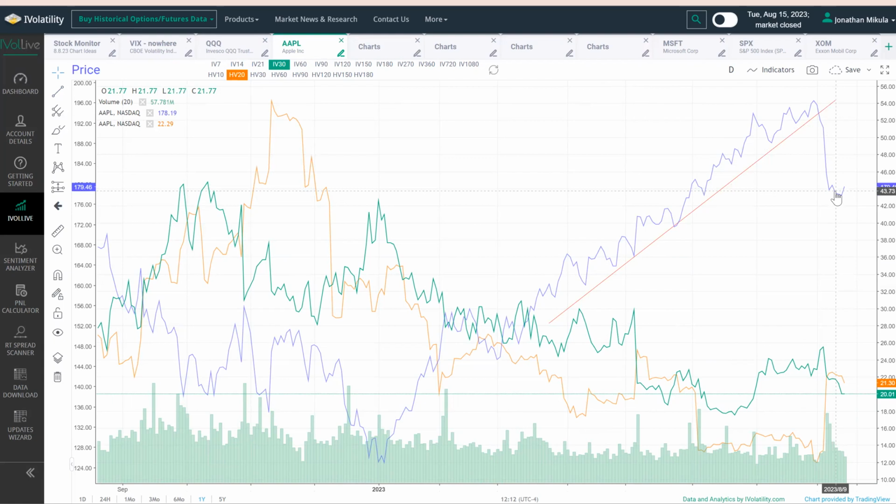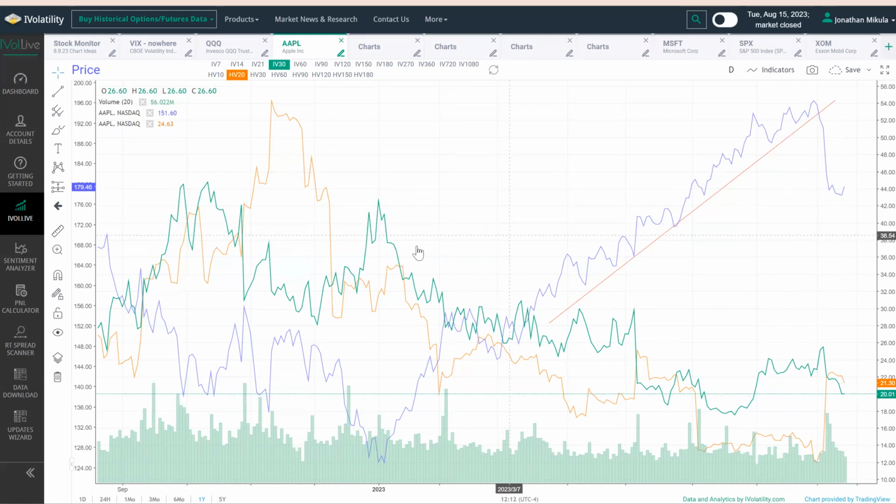But what's interesting is, will Apple rebound, or will it continue lower? And we can use charts to help us gauge what trading strategy we should create. Because if you look right now, we have Apple turning higher, yet implied volatility is still going lower. So it could be cheap to go long Apple, which is something that we'll look at today.